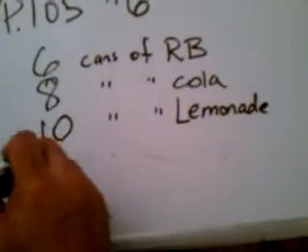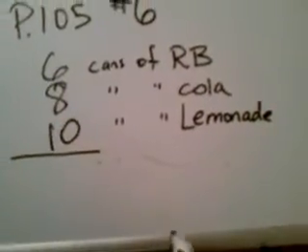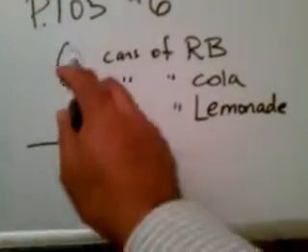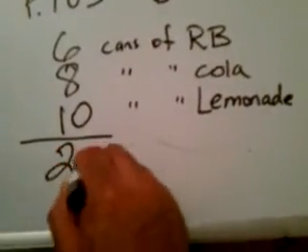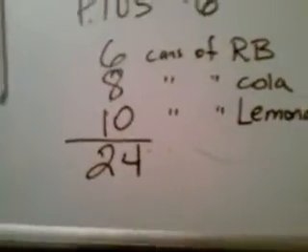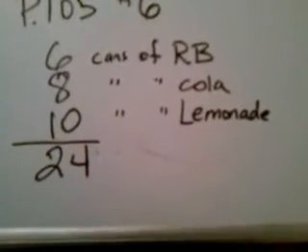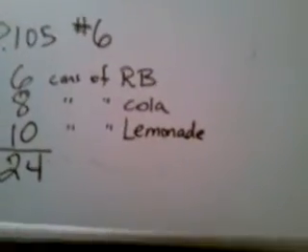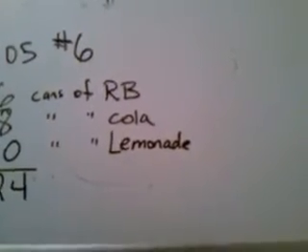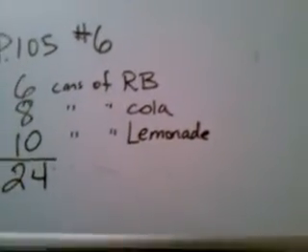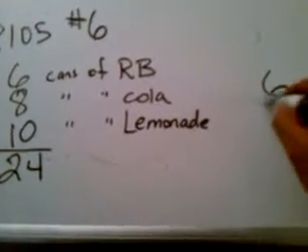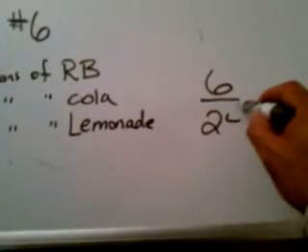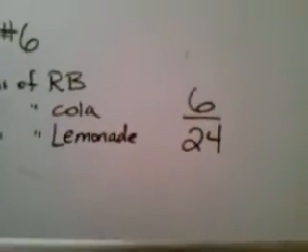Again, I need to find out what's the total number of cans that are actually in the chest. So 6 plus 8 is 14, and 14 plus 10 is 24. So there are a total of 24 cans in the ice chest. Now it says, what is the probability that she will get a root beer? Well, there are 6 cans of root beer. So 6 out of 24 will be the probability that she would pick a root beer out of the ice chest.